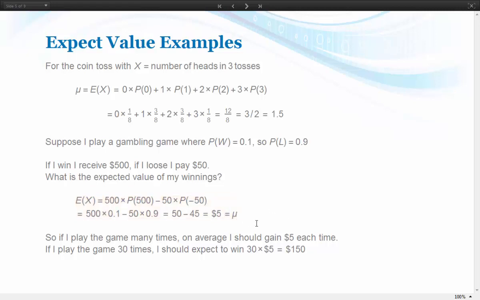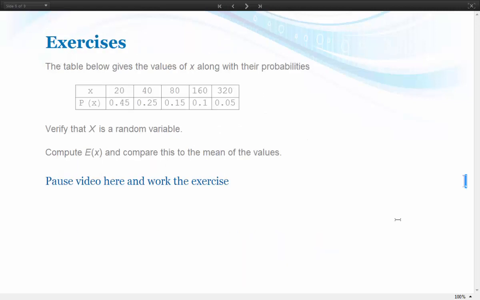So that means if I play the game many times, on average, with this game, I should gain $5 each time. Sometimes I'll lose 50, sometimes I'll gain 500, but in the long run, I should gain $5 each time. That means if I play the game, for example, 30 times, I should expect to win 30 times $5, which is $150 total.